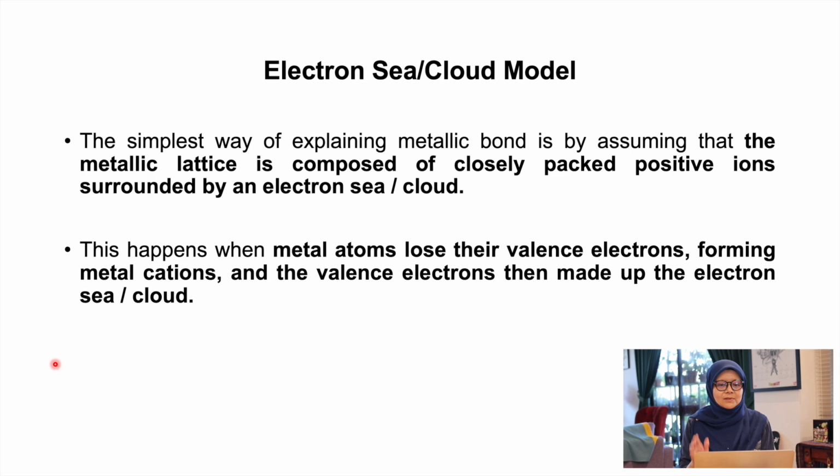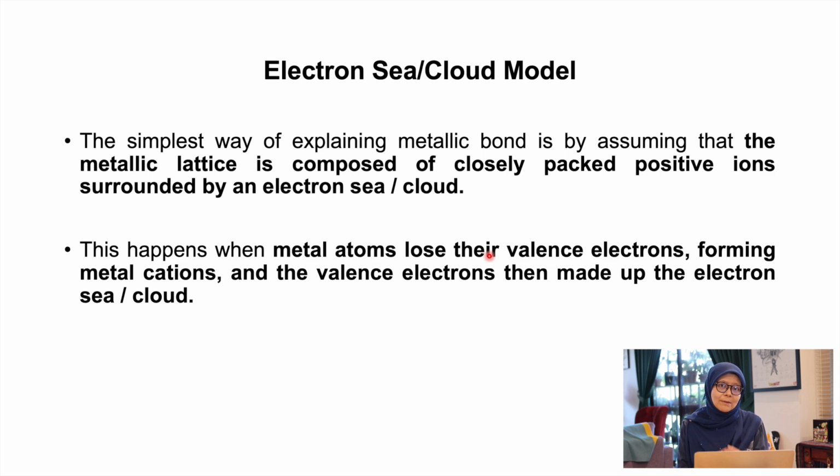So in this part, part 2, we will be discussing more on the electron sea or cloud model. This is where we discuss how this electron sea or cloud model forms. The simplest way of explaining metallic bonding is by assuming that the metallic lattice is composed of closely packed positive ions surrounded by an electron sea or electron cloud. This happens when metal atoms lose their valence electrons.